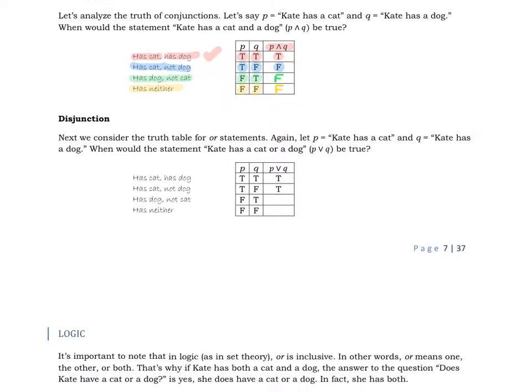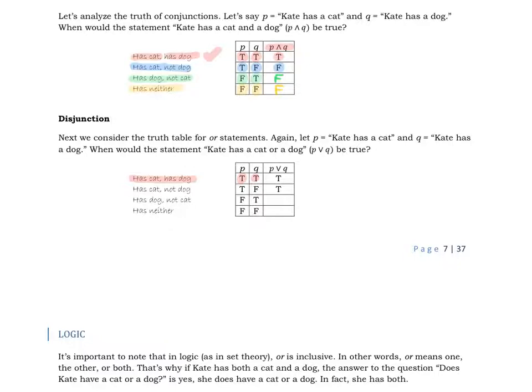Okay, let's look at a disjunction. Still talking about Kate has a cat and Kate has a dog, but now we're going to use the word or as our connective. So back to these truth statements. P and Q could both be true, so that means she has a cat. She also has a dog. Is it true to say Kate has a cat or a dog? Well, yes, it is. She has both, in fact.